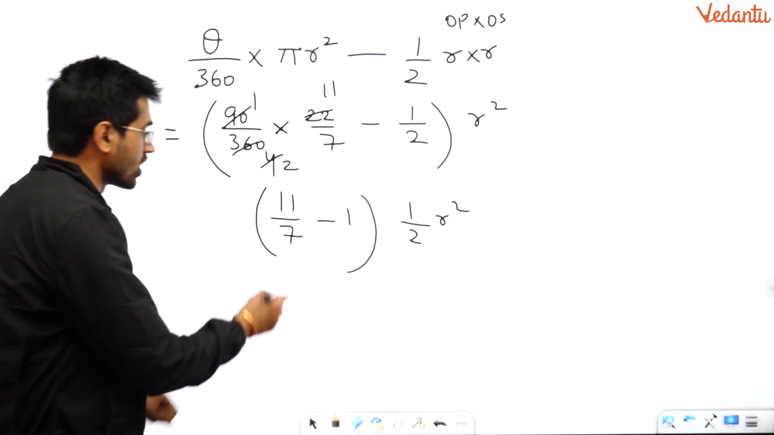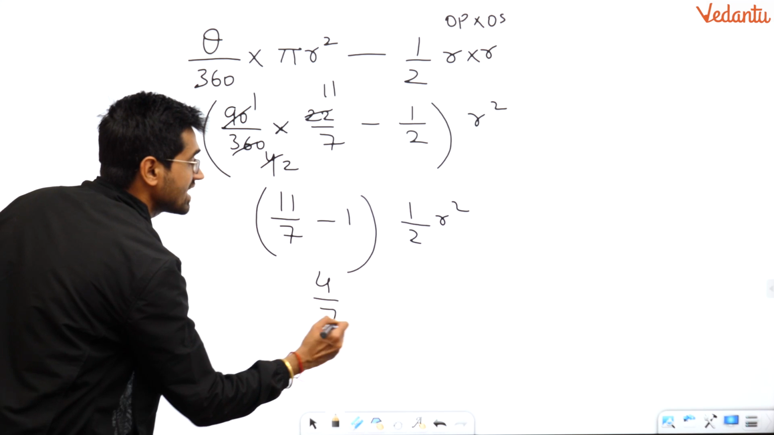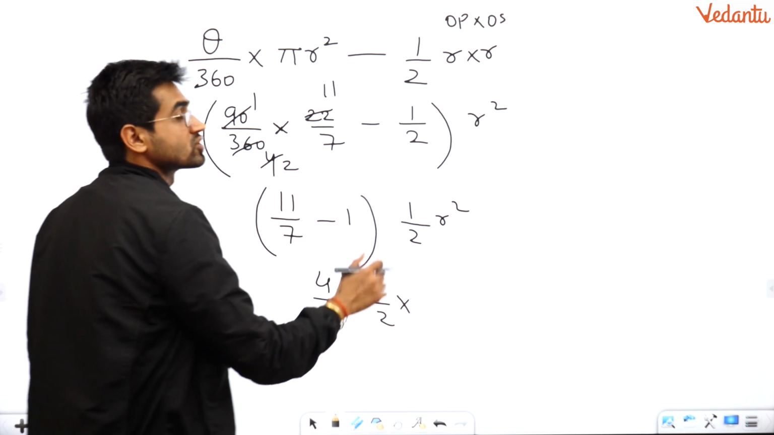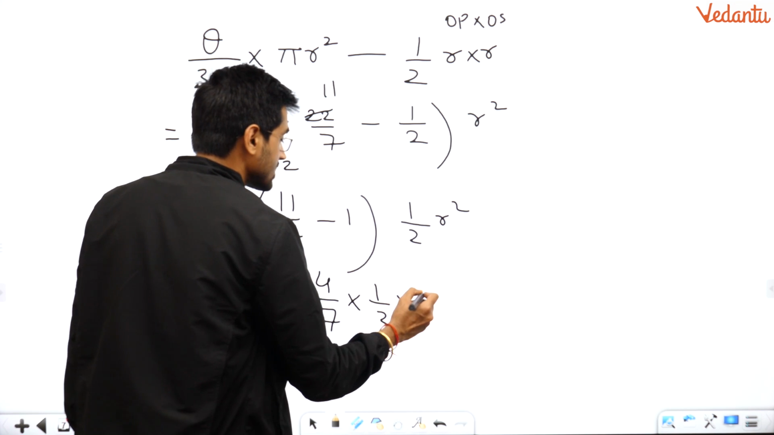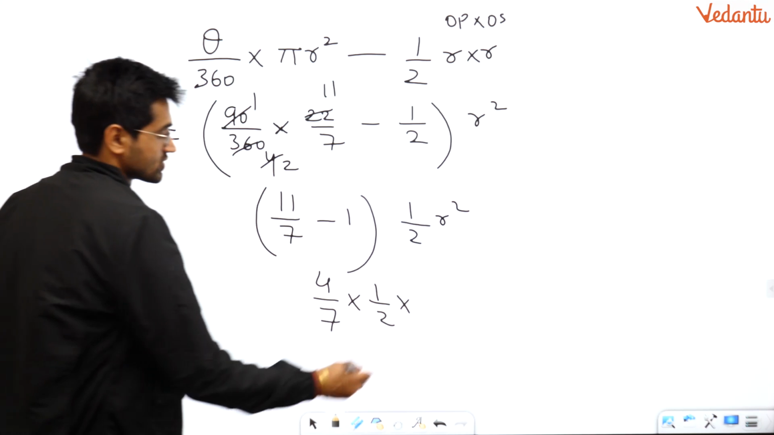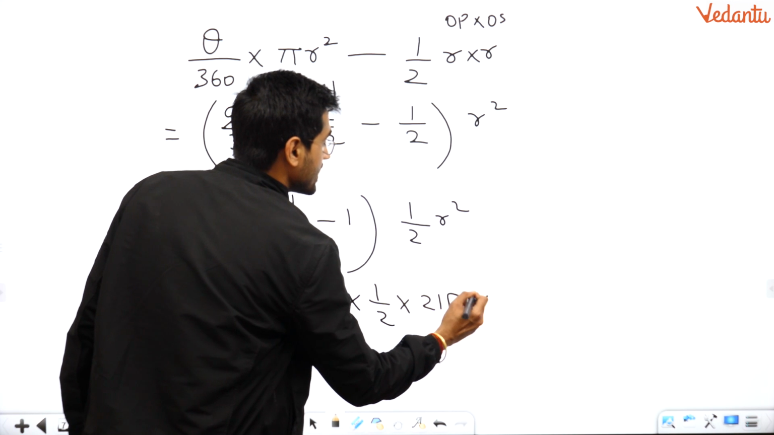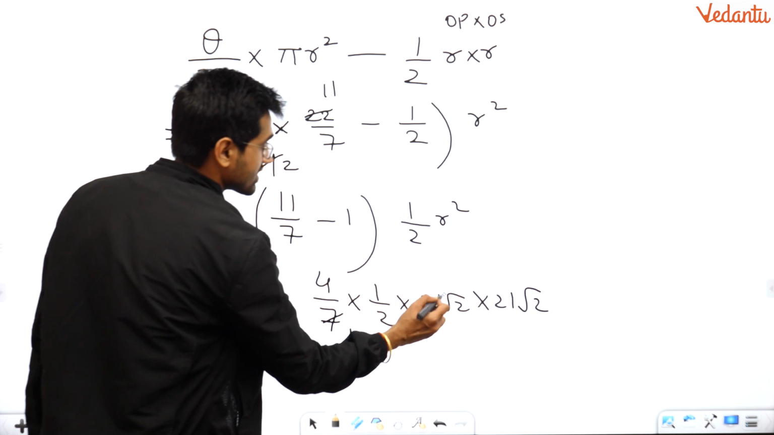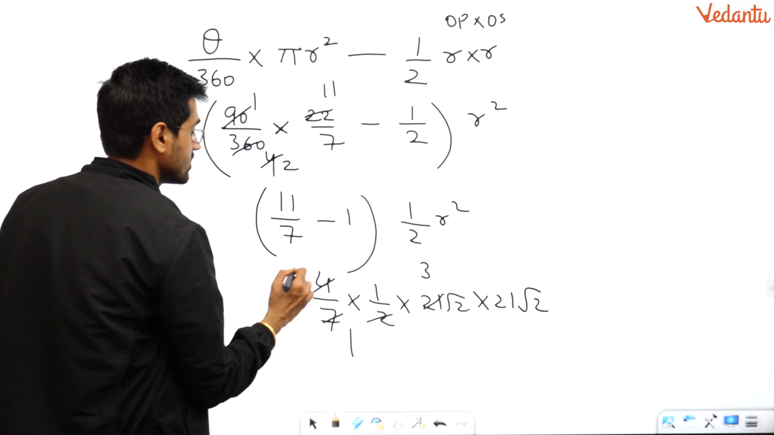So what you can do now? Just take this 4 by 7, half. What is the radius? Now you put the value of the radius there. So what is the radius now? The radius is, I forgot the value, it was 21 root 2 I think so. Yes, it was. So it is 21 root 2 into 21 root 2. Now cancel the terms. 7 1 is 7, 7 3 is 21, 2 2s are 4.